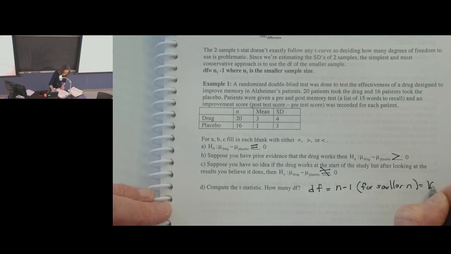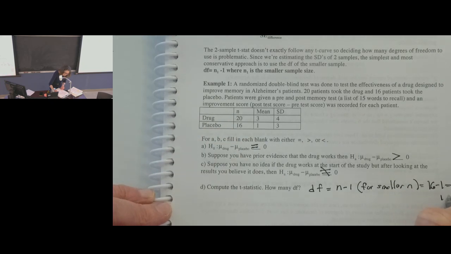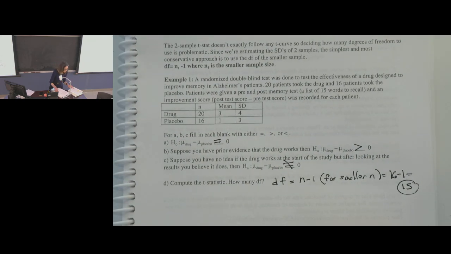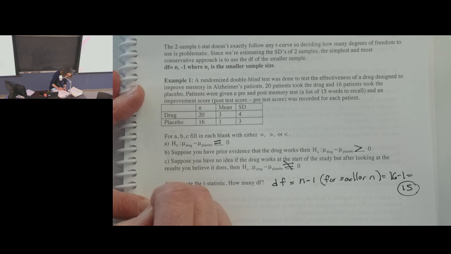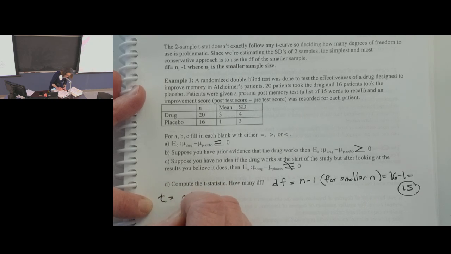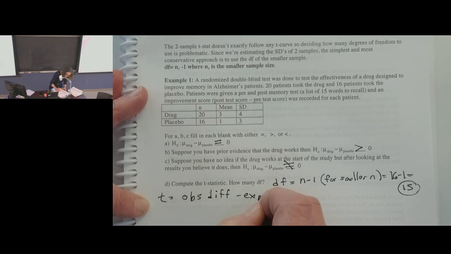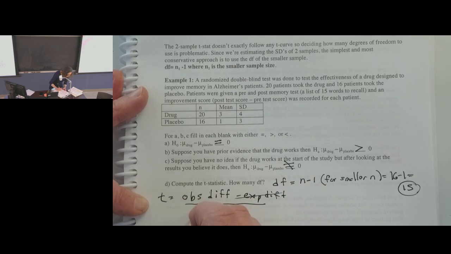So we get 15 again. Sorry, I'm using 15 again. There's nothing special about that number. I just did it. All right. Now, our t is, you should know this by heart, observed minus expected difference, minus expected difference, and that's just 0, over the standard error plus for the difference.